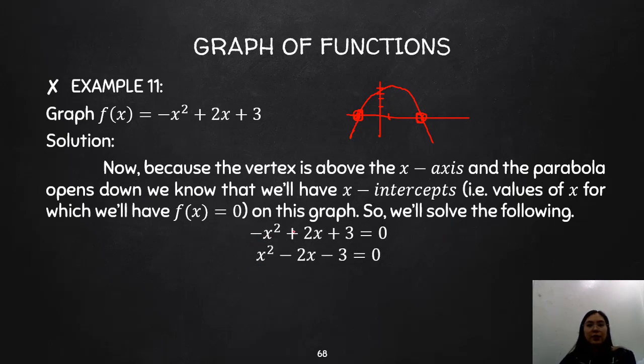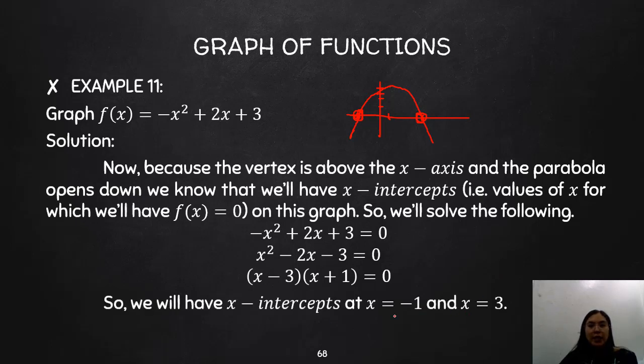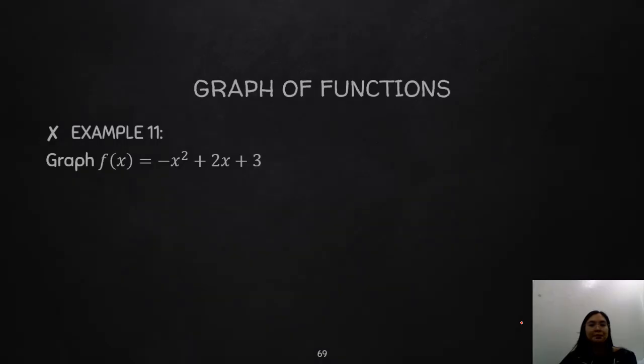So, negative x squared plus 2x plus 3 is equal to 0. Para mahanap mo yung roots of the function, ni-rearrange lang yung equation. Kumbaga, itong buo nilipat sa right side para we get rid of the negative sign of the value of your x squared. And then, we get the roots of the function. So, x minus 3 multiplied by x plus 1 is equal to 0. And now we know that the x-intercepts are at x is equal to negative 1 and x is equal to 3.